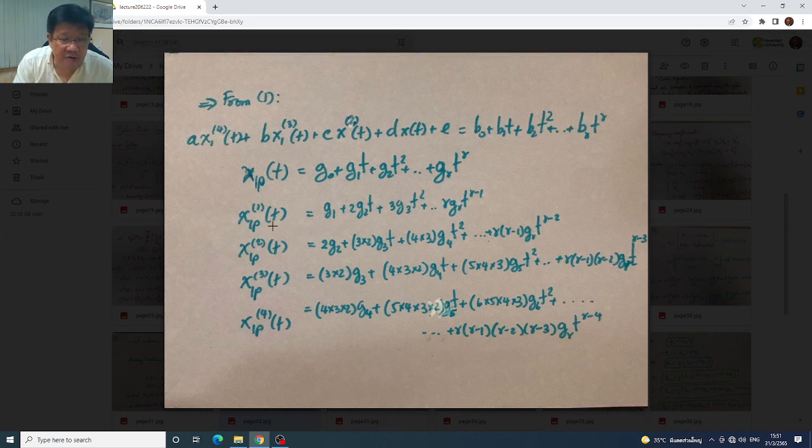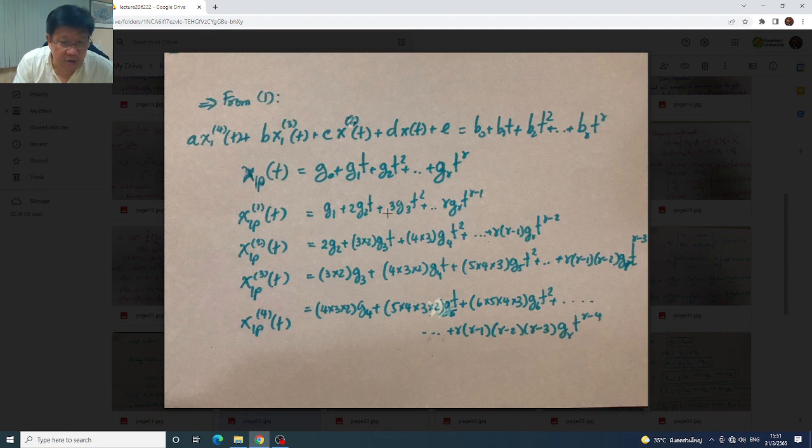So now when you get here, you get x1p, the first order particular solution. Use a similar way we did before. This is the first order, and this is the second order. The highest order starts reducing: the first order goes from r to r minus 1, the second order becomes r minus 2, the third order becomes r minus 3, and the fourth order becomes r minus 4. Then you can see that the constant multiplied to each coefficient starts to have some factorial formula form, and you can see the trend going along.